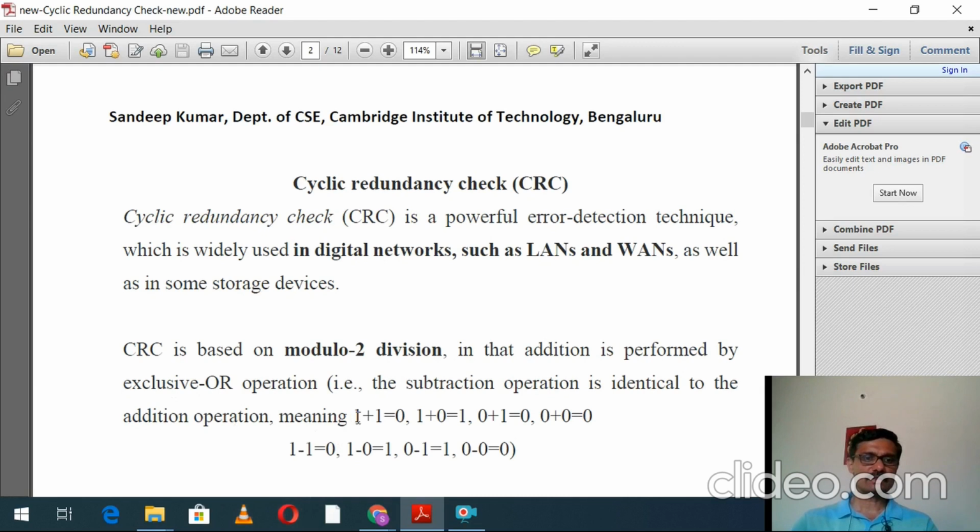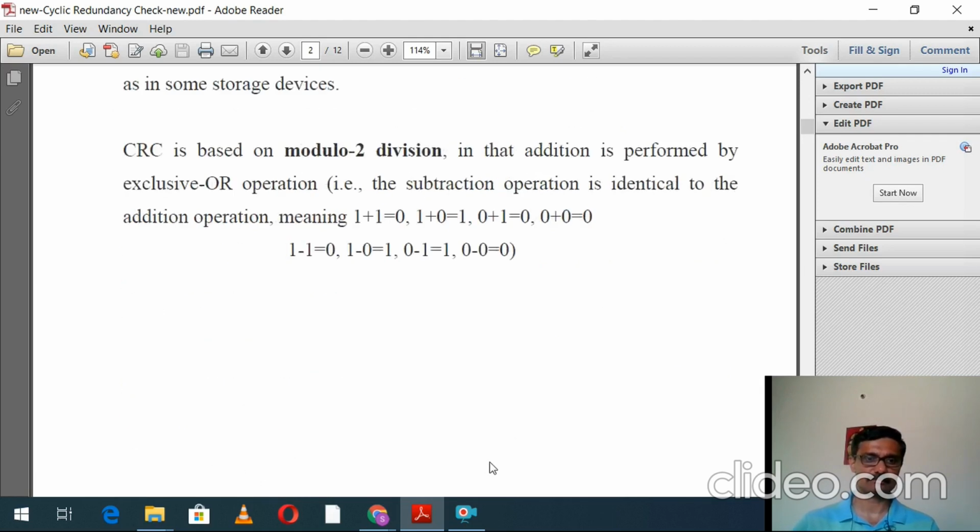As we can see here, addition and subtraction are both the same. This is addition: 1 plus 1 is 0, 1 plus 0 is 1, 0 plus 1 is 1, 0 plus 0 is 0. Similarly for subtraction: 1 minus 1 is 0, 1 minus 0 is 1, 0 minus 1 is 1, 0 minus 0 is 0. So this is basically an XOR operation. You can see both addition and subtraction are the same here.